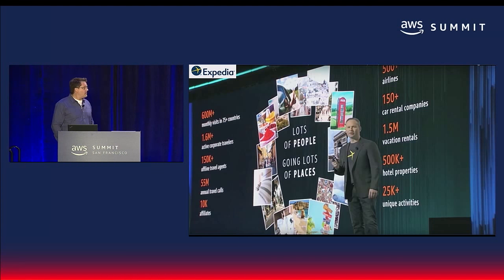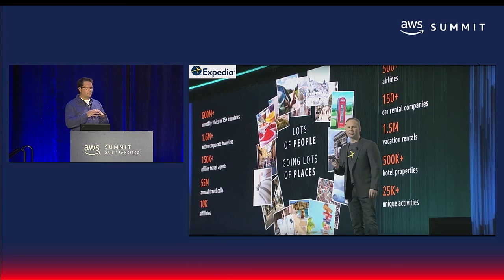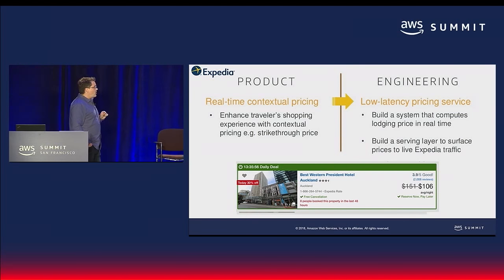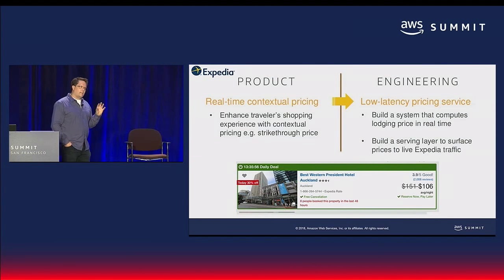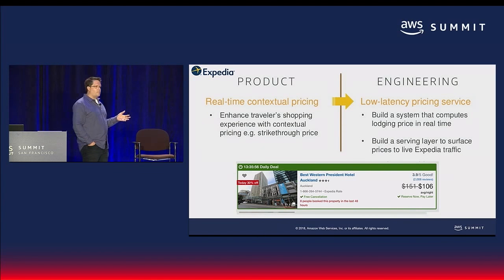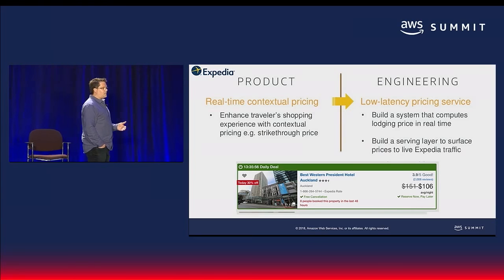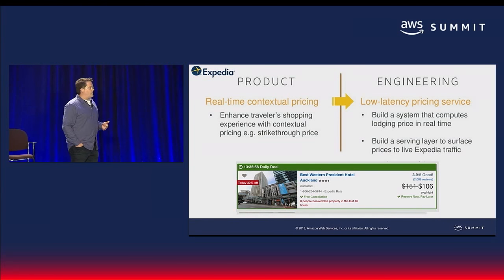And if you look at these numbers that they work with, it's incredible scale, and it's very diverse, and you're trying to give very unique experiences to customers. And then, from a product perspective, if you shop for lodging, there's this notion of real-time contextual pricing. Now, one of the things from an engineering perspective that's important here is referential integrity and consistency, and the computation that goes along with that.